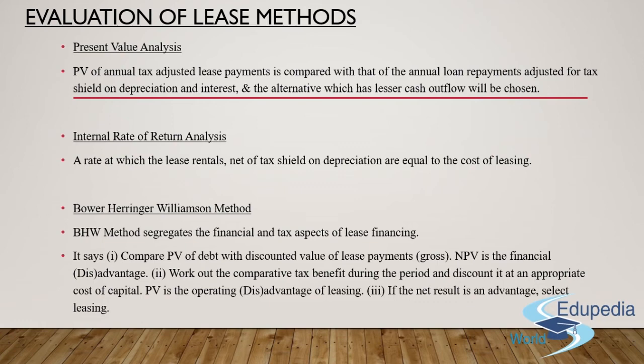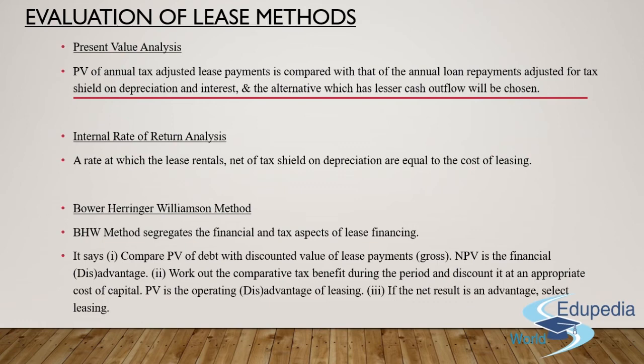The BHW method basically segregates the financial and tax aspects of lease financing. What they say is you need to compare the present value of the debt, that is the borrowing amount you are taking, with the discounted value of your lease payments. If you had gone for lease rental rather than the borrowing option, what would have happened? You need to compare the present value of both cases.